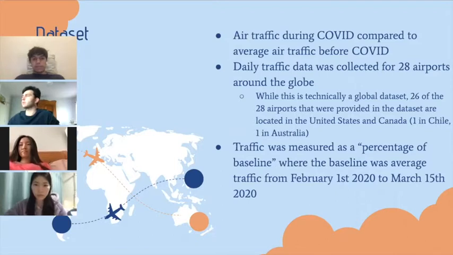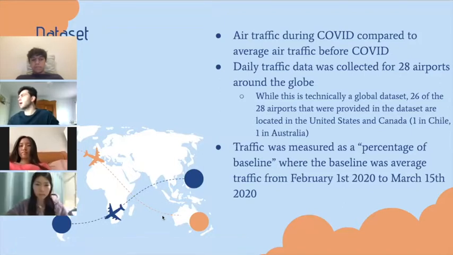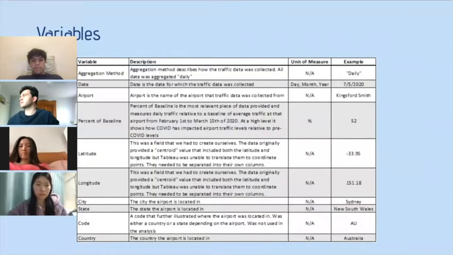We had 28 different airports, and despite the fact that it was a global data set, the data was pretty heavily skewed to the United States and Canada, as 26 of the 28 airports were located within North America. So while this was a global data set, most of the data was focused on traffic at airports in North America. And the most important measure included within the data set was the traffic as a percentage of baseline. This data measured airport traffic relative to average levels of traffic from February 1st, 2020 to March 15th, 2020. So the data was basically looking at traffic during COVID and how that compared to pre-COVID levels at the airports.